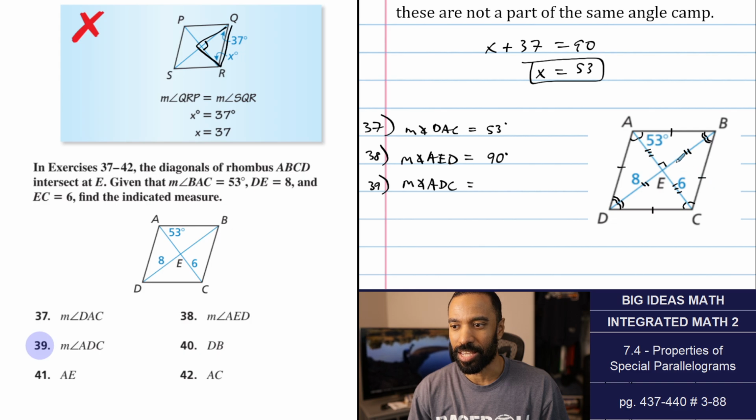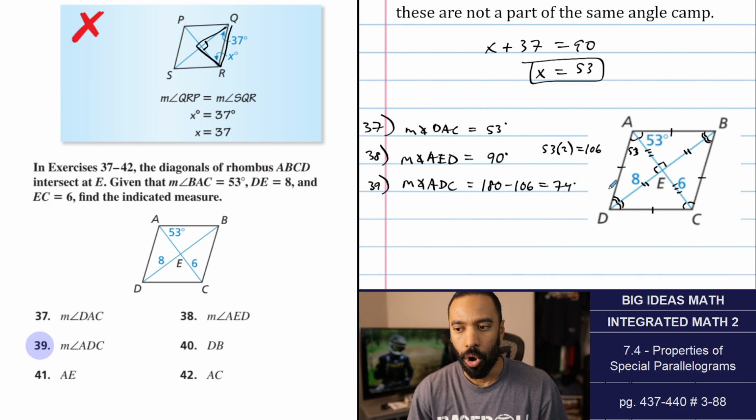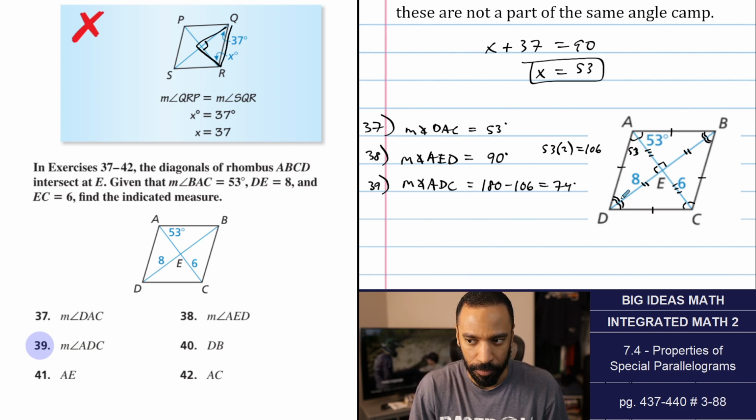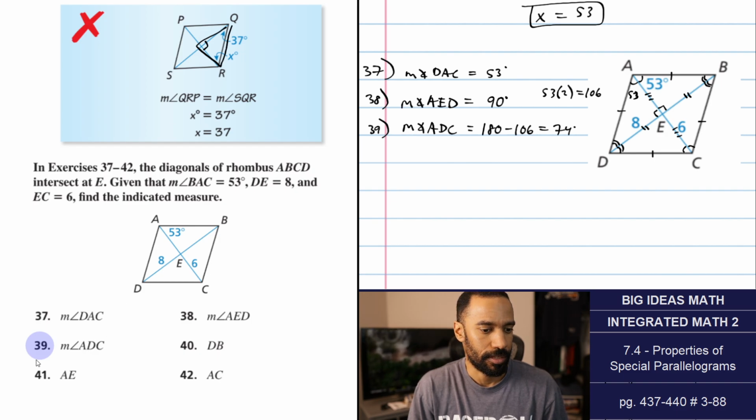Measure of angle ADC. All right, this is where we got to do a few more things. This is going to be based off the 53. Well, sort of. 53, 53, 90, 90. I'm going to work within the triangle and double it. No, I'm going to do this. 53 times 2 is 106. I need all of ADC. This is 180 minus 106, which is 74. Whole thing is 74 for ADC. Half of it would have been 37, which is what I would have gotten with the 53 and the 90, the 37.